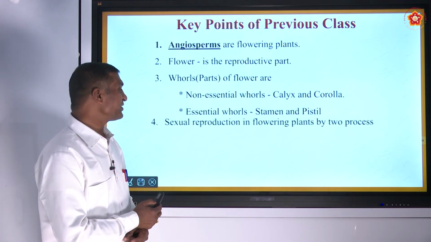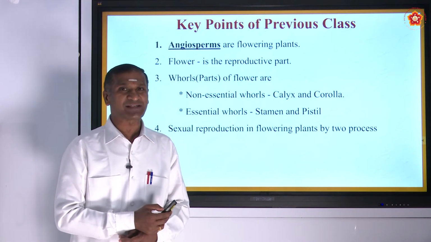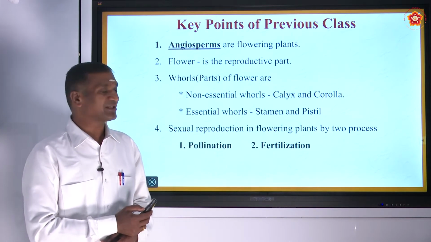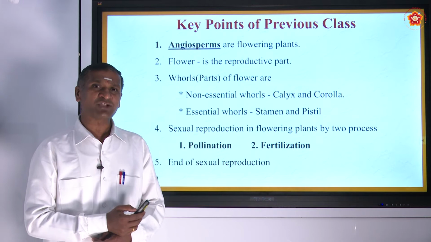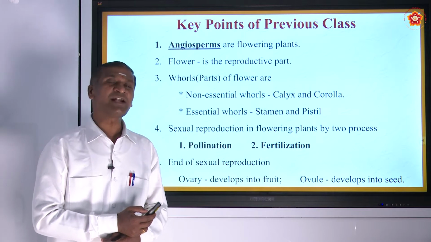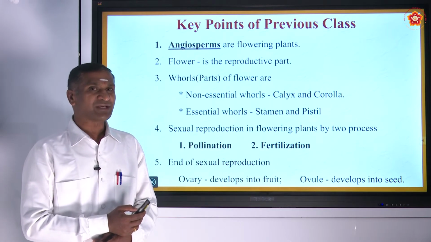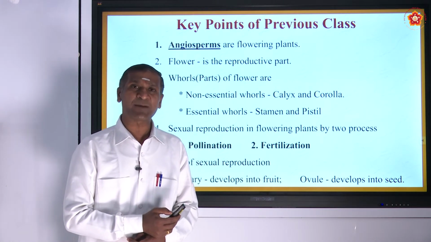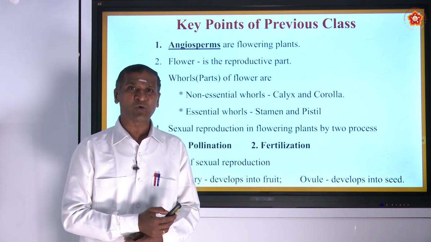Further, we continued that sexual reproduction in flowering plants happens by 2 processes. One is pollination and the other is fertilization. At the end of fertilization, that is the end of sexual reproduction in flowers, we see various changes. The result of this fertilization is that the ovary develops into fruit and the ovule develops into seed. Some more changes we also observe: the sepals, the petals, the stamen and the pistil also fall off.